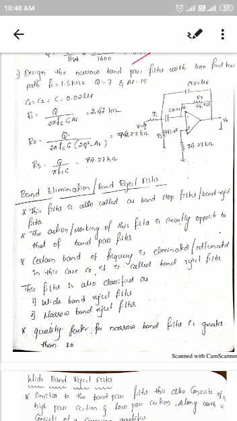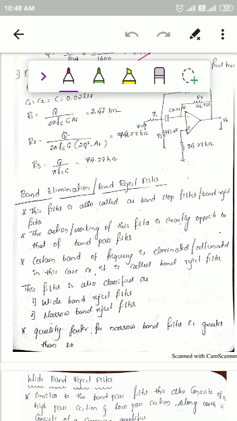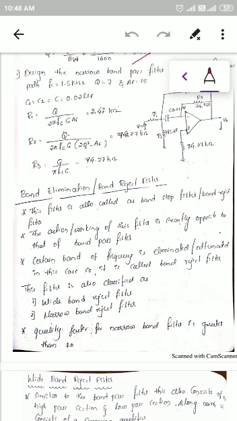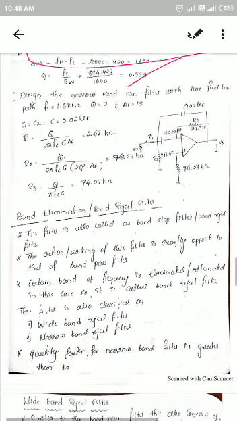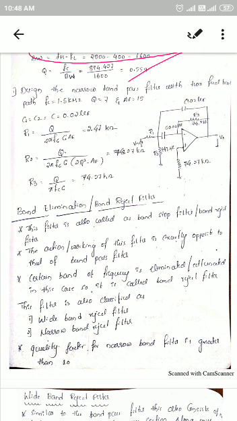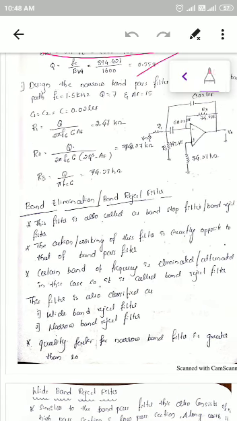Now we'll take one problem on the narrow band pass filter, and then we'll move to the next part. Design a narrow band pass filter with two feedback paths, that is, fc is given as 1.5 kilohertz, Q is also given, and gain is also given.